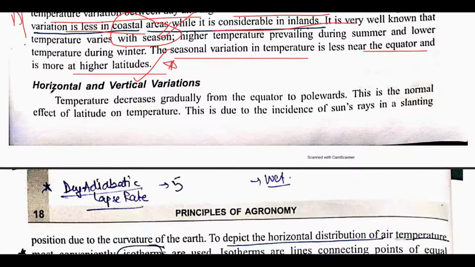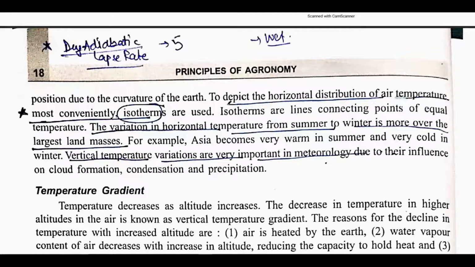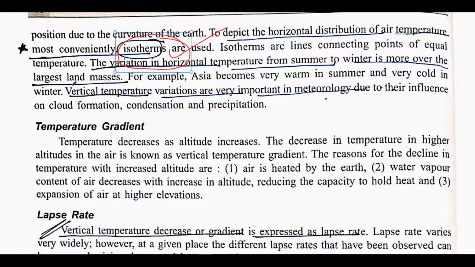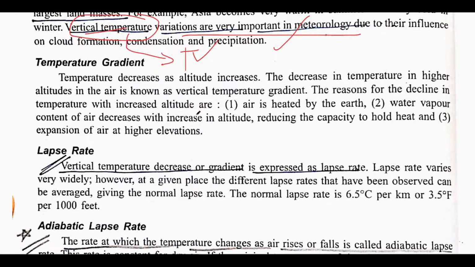Another important thing is the horizontal and vertical variation. In this, isotherms are used for measurement of vertical variation in temperature, and vertical variation in temperature is very important from a meteorological point of view. As you have also studied, the classification of the various strata of the atmosphere, that is troposphere, stratosphere, mesosphere, is all based on vertical temperature difference.